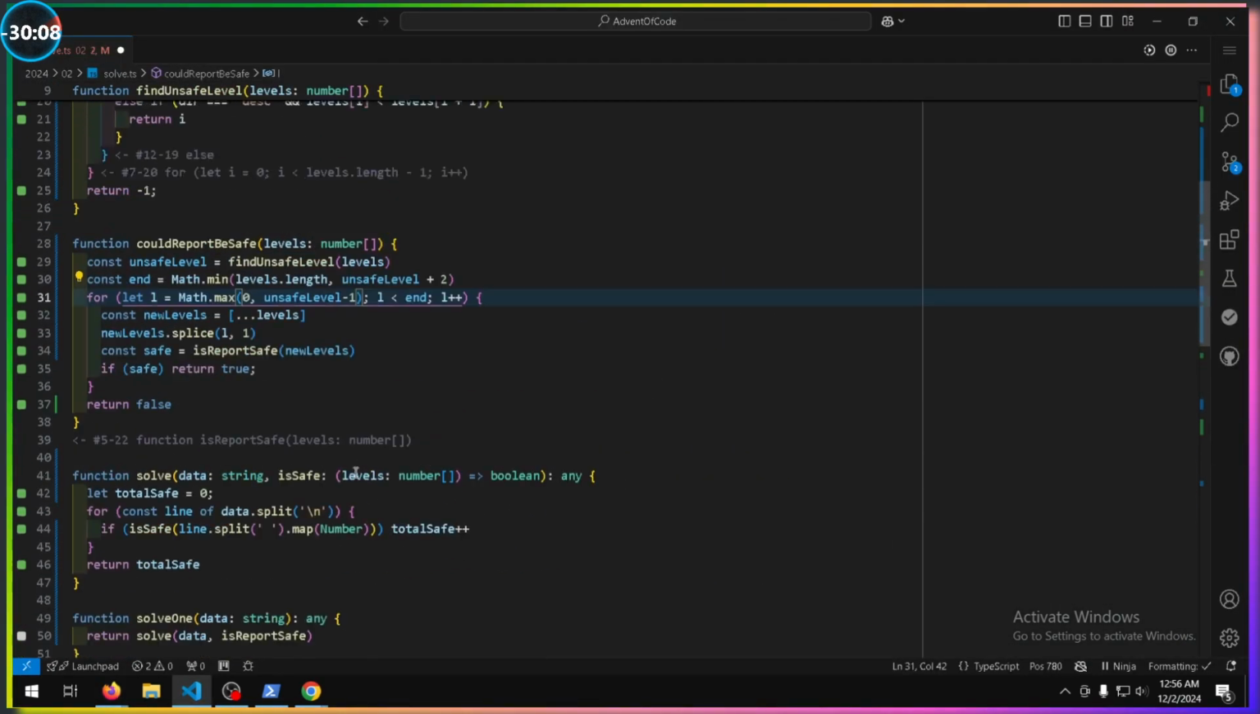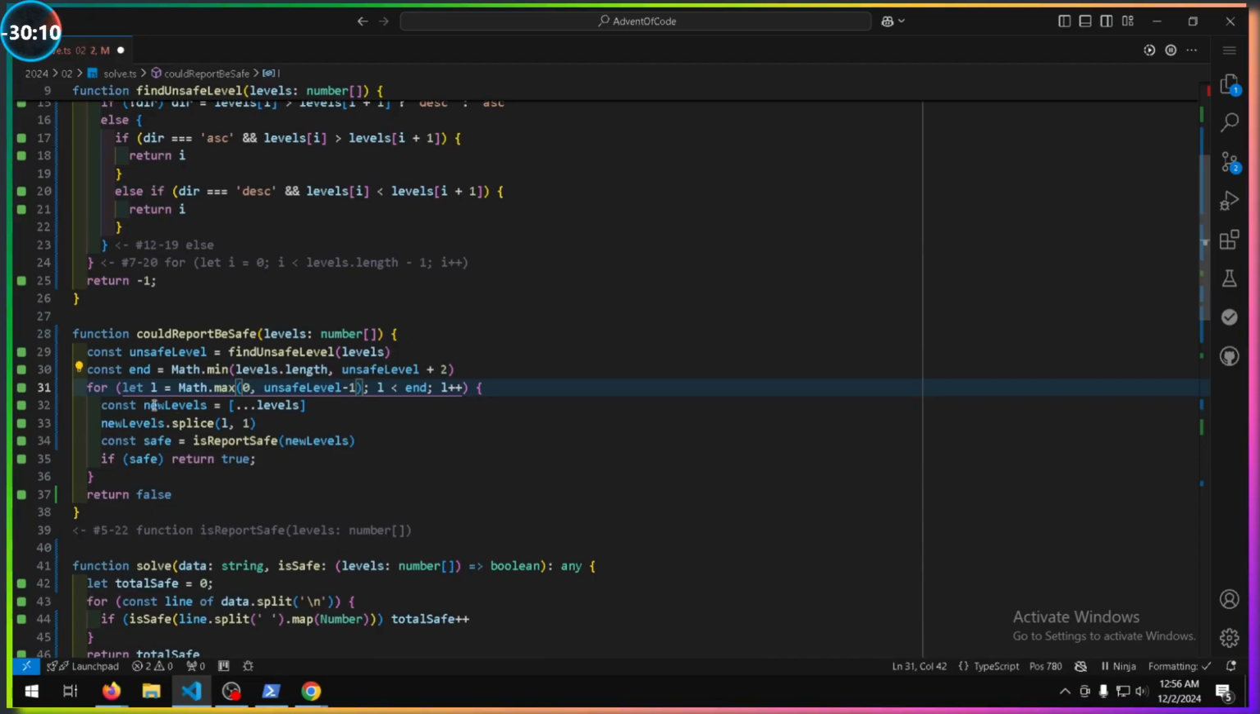Okay, I'm liking this now. The only thing I don't personally like is that I'm doing this memory splicing, but it works.